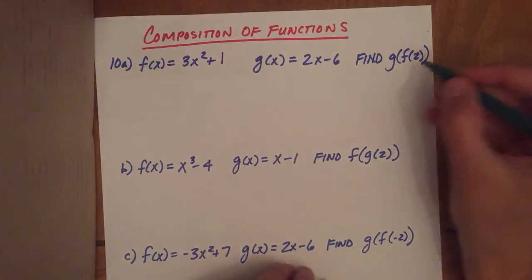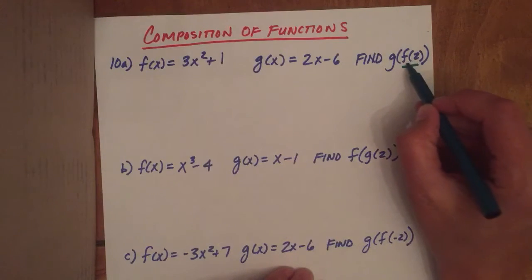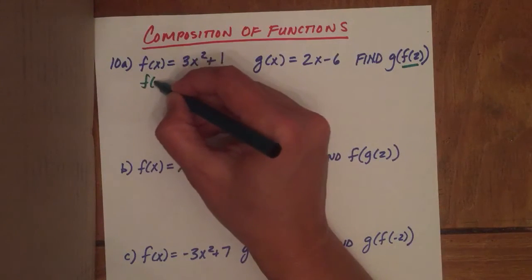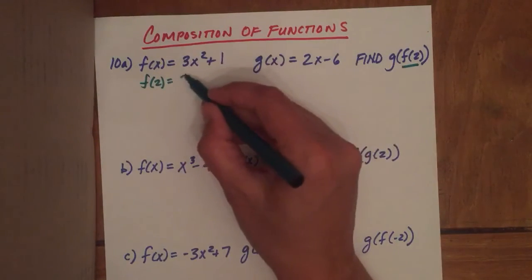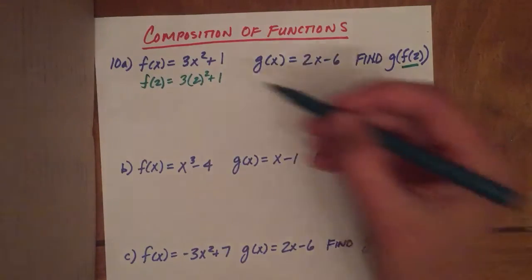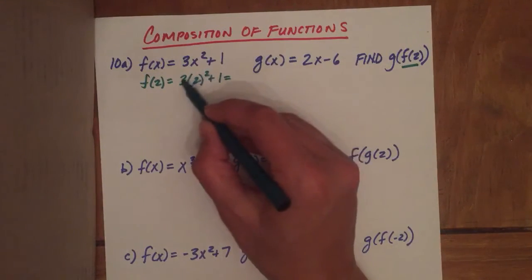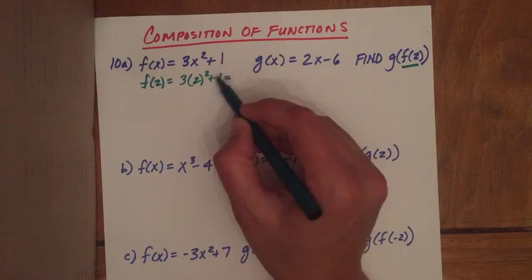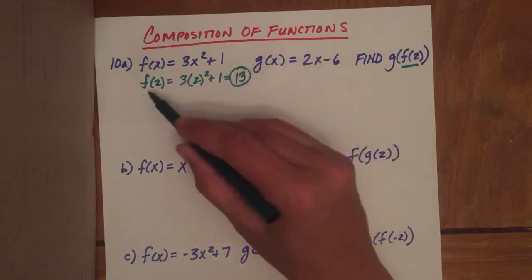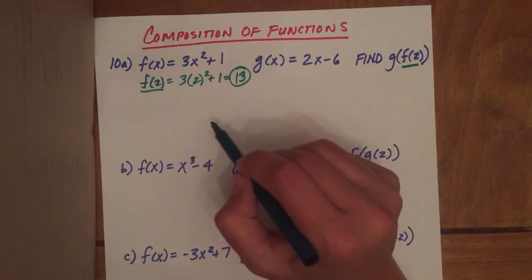Now you remember with compositions you work inside out. So what is f of 2? We need to find f of 2 first. So I'm going to come over here to f of x, and f of 2 means I'm going to plug in 2 wherever I see an x. So 2 squared is 4, and 3 times 4 is 12, and 12 plus 1 is 13. So f of 2 is 13. All I did was plug in 2 for x.